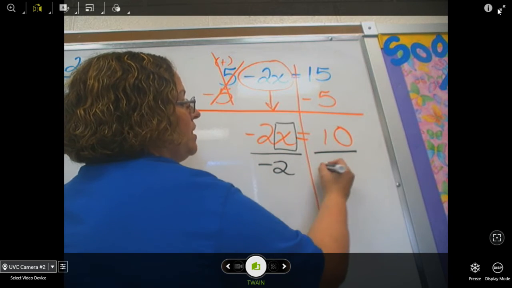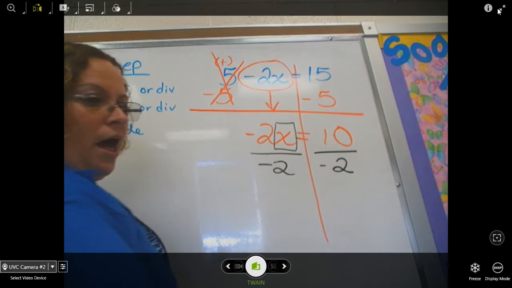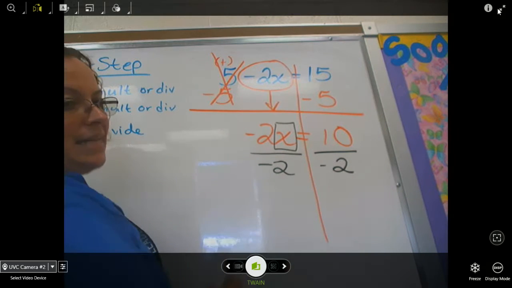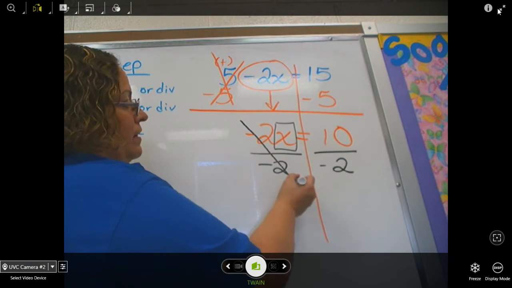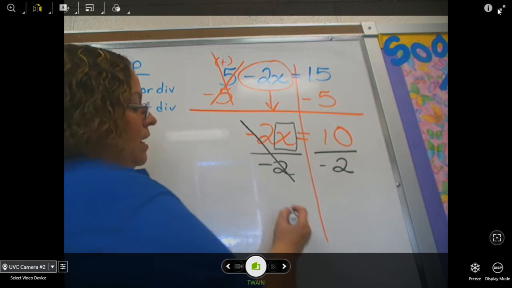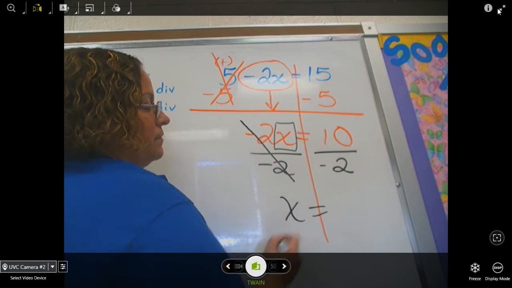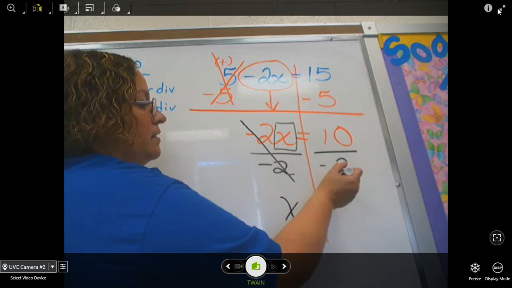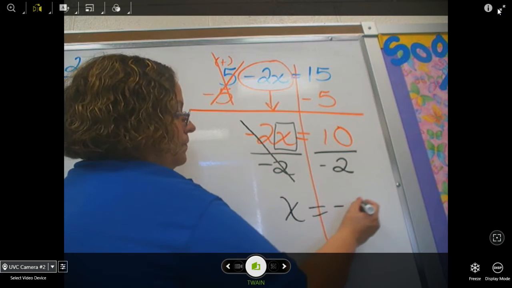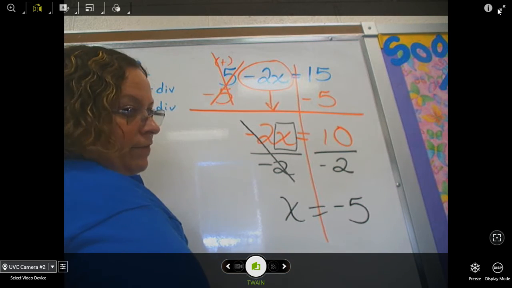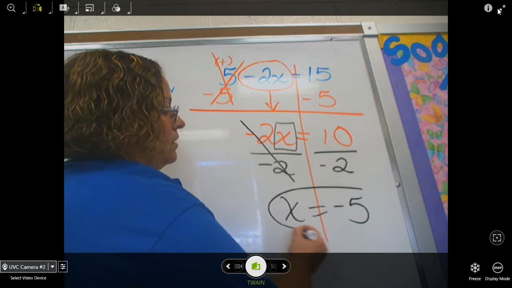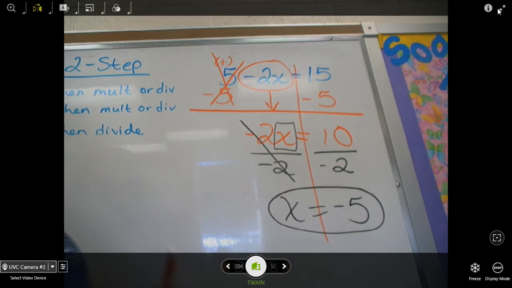But what I do to one side, I have to do to the other. So I'm going to divide that side by -2. Those cancel out. X is now quarantined. 10 divided by -2 is -5. So your answer is -5. Now we're going to add something called a check step.